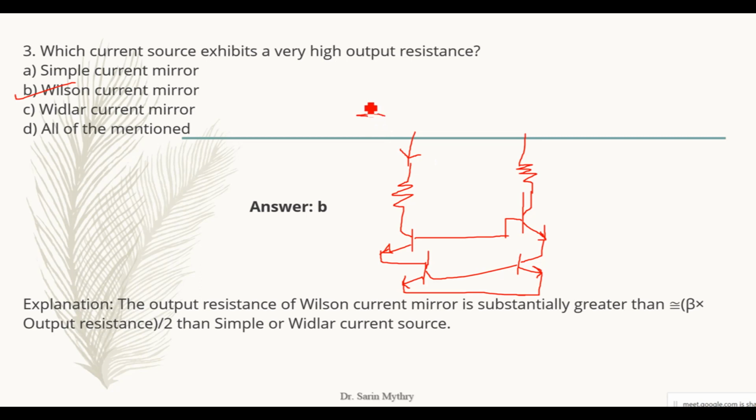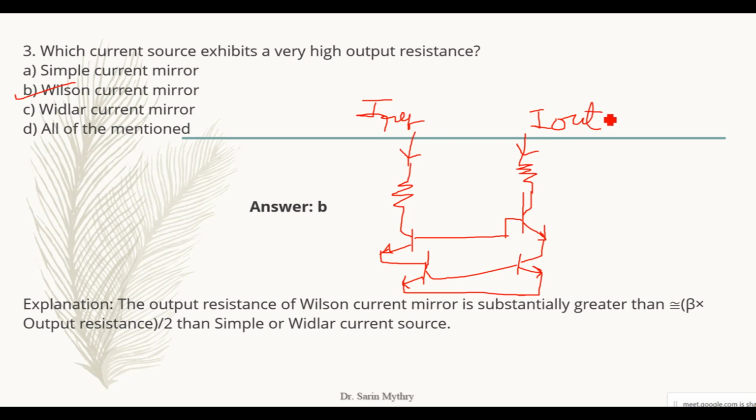We call it an I reference. As per the concept of current mirror, this is the I reference, and the current which flows in this one is called the I output current. So now here we have two branches where I reference and I output are there.